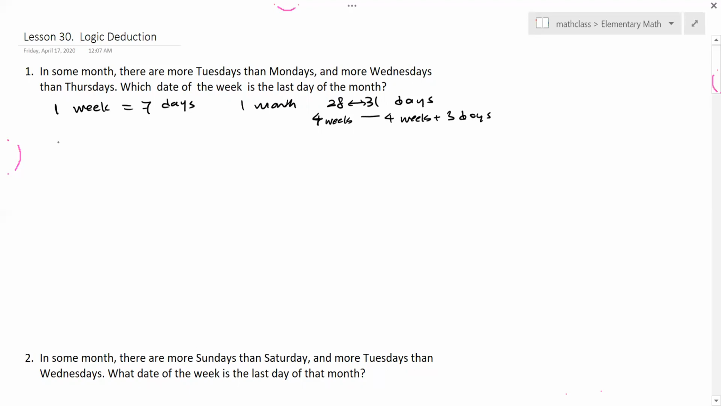You have 4 Mondays, but Tuesdays, you have 5, and there are more Wednesdays than Thursdays. So Wednesdays, you have 5, and Thursdays, you only have 4, right? This is very important information. So let's use the usual tradition: Sunday, Monday, Tuesday, Wednesday, Thursday, Friday, Saturday. In order to have 5 Tuesdays and 5 Wednesdays, you must have 5 rows. So you begin with this. Wednesday 5, right?